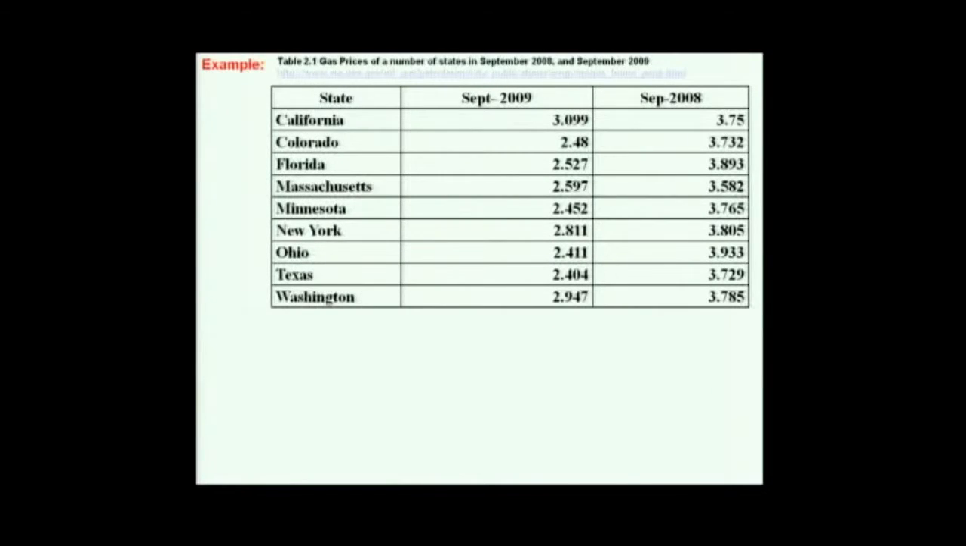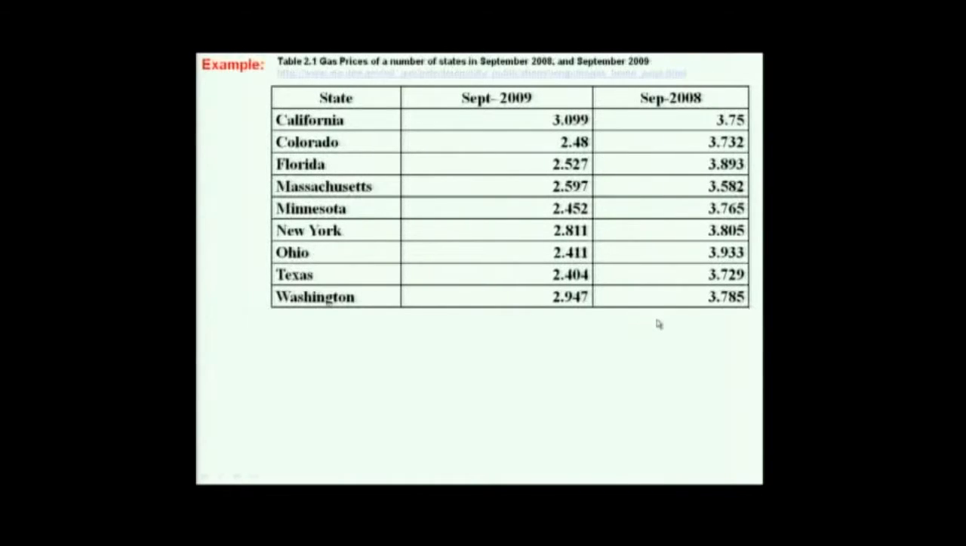Here is an example, and that's an interesting example. We have a sample of different states, and these are the gas prices in September 2009 and the gas prices in September 2008. And as you can see here, we look at these values and we can see that there is a substantial difference between the 2 years, with 2008 being higher by about $1 over 2009.